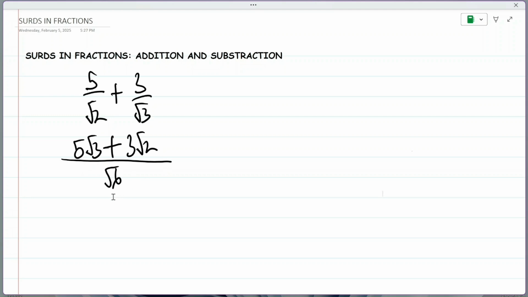In short, you don't leave your final answer with a root at the bottom. You rationalize it, and that will be taught in this series. This is not your final answer, but for the sake of addition of fractions, we can leave it at this. Let us take a second question, and this time it is subtraction. We have 5 over 2 root 2 minus 1 over root 3.